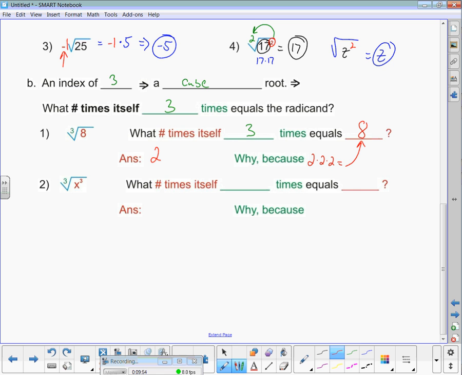So again, here's our example. Like we had on number 4, notice that the exponent matches the index. Whenever the exponent matches the index, the root is the base. The answer is x. Because again, what do we have here? Let's go back. What number times itself 3 times equals the x cubed? Well, the answer is x, because look, x times x times x is x cubed. That's what we're talking about. Those are the aspects here.